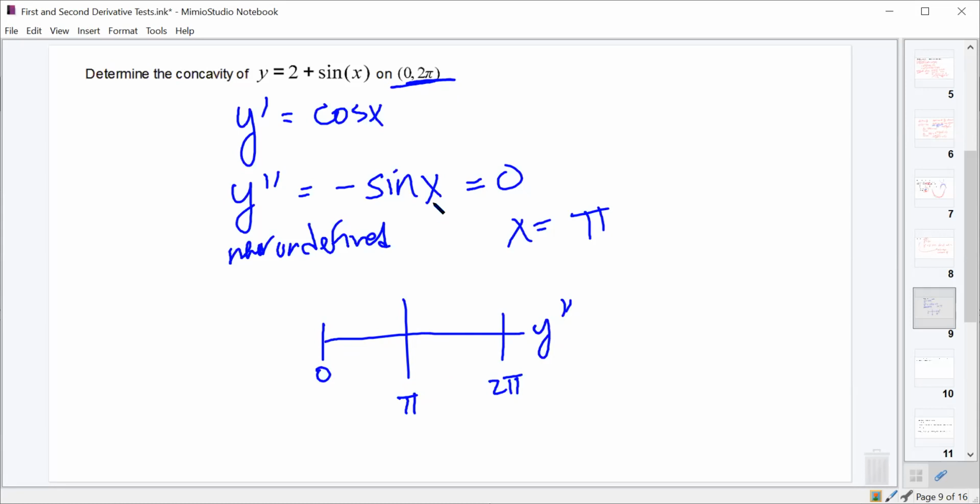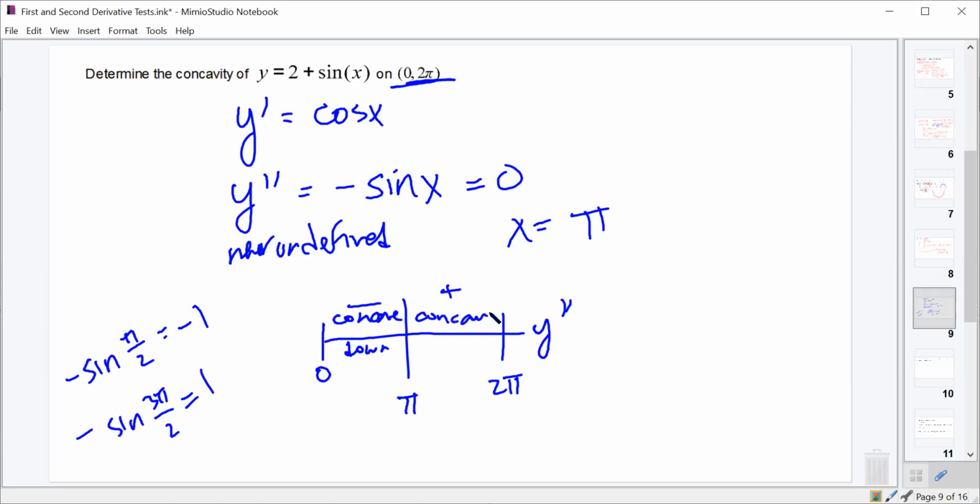And what is the sign of pi over 2? Or the negative sine of pi over 2 is what? Negative 1, which means that it's negative everywhere between 0 and pi, which means that the function is concave down. And if I plug in something between pi and 2 pi, like 3 pi over 2, we should end up with a positive 1, which will tell us that on that interval, our function is concave up.